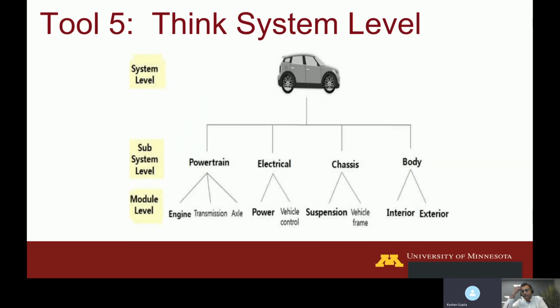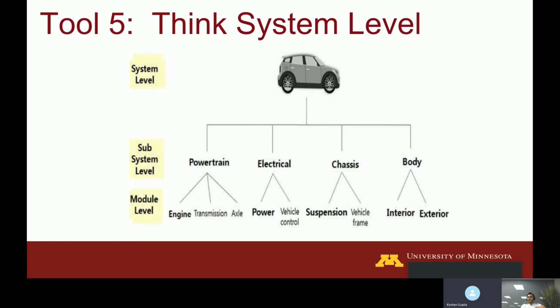All right. And the last thing from the tool perspective, I will say is to think system level, right? The way I think about a car, right? So a car is a product, but there are subsystem-level things that go into it. It's like powertrain, electrical, chassis, body. Then you can go into module and component level. In the powertrain, there is engine, transmission, and axle. On the electrical side, you have power and the vehicle control.